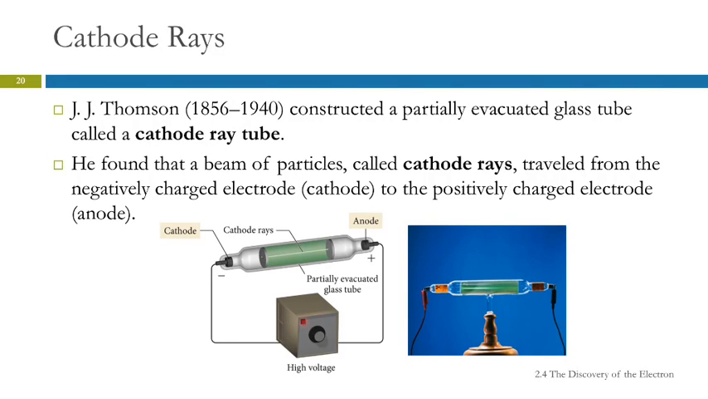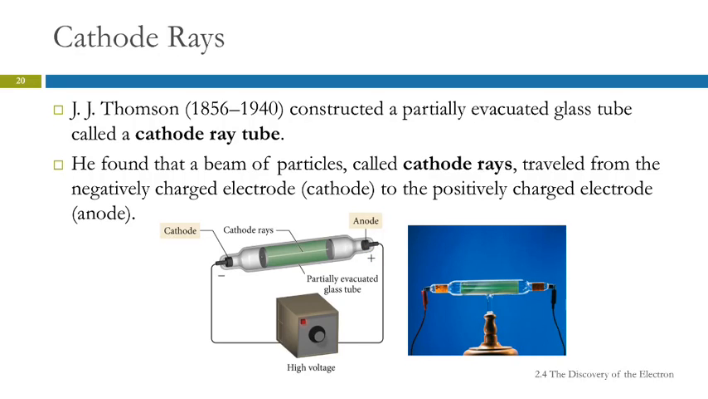Okay, the discovery of the electron. J.J. Thompson, so we're gradually progressing forward in time here, 1856 to 1940. He constructed what was called a cathode ray tube. So this is a glass tube that was partially evacuated. There was some gas in there, but partially evacuated. And then he would apply a high voltage between an electrode at each end of this tube.